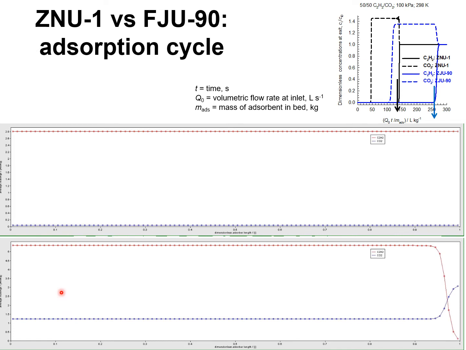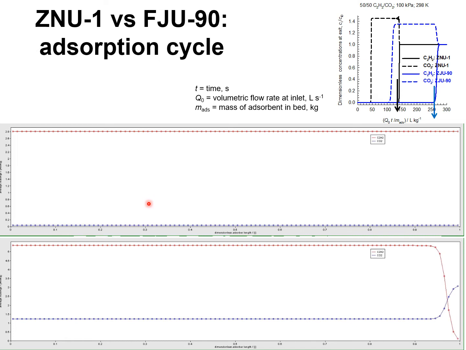But when blowdown occurs, both components will be desorbed and will exit the column simultaneously. We employ countercurrent blowdown, which means that the products are removed from this end. So the amount of CO2 is a significant proportion as compared to the amount of C2H2.